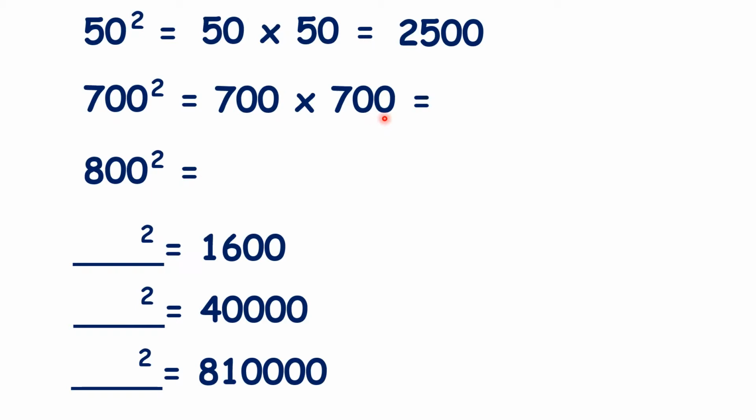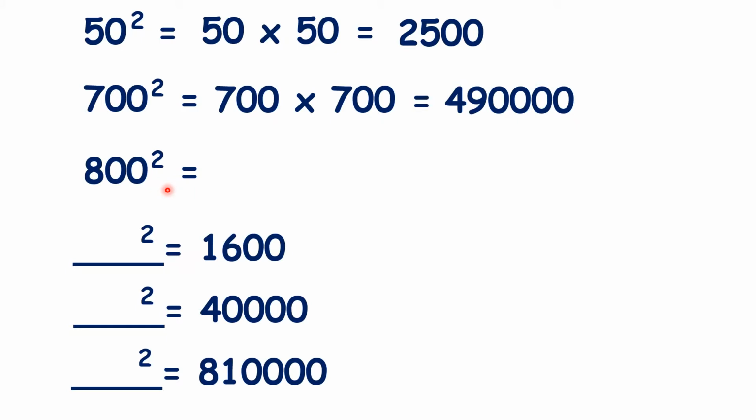It's the same as 700 times 700, so that's 490,000, because 7 times 7 is 49, and then because there are 4 end zeros in our question, we need 4 end zeros in our answer.